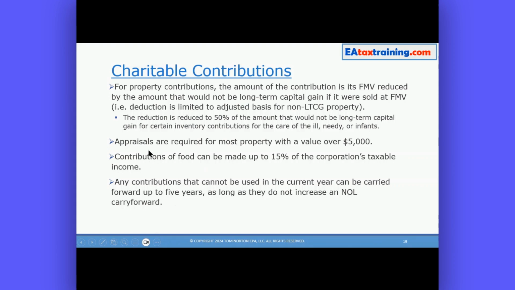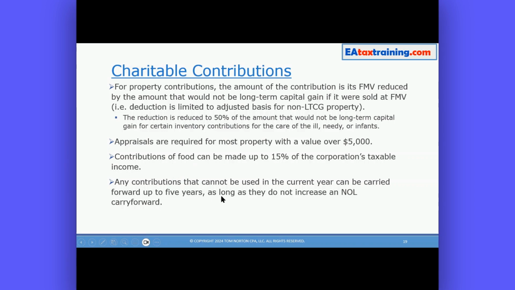In any case, if you are giving property with a value over $5,000, then you have to have an appraisal of that property, and you have to be able to show that to the IRS if they ask for it. If you make contributions of food, then instead of 10% of taxable income, you can make those donations up to 15% of the corporation's taxable income.